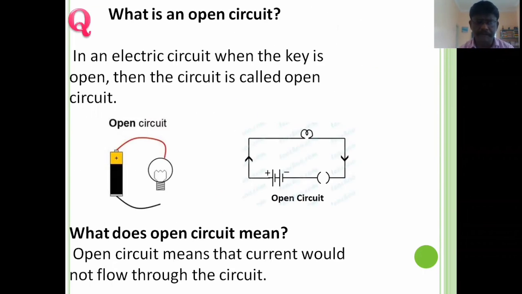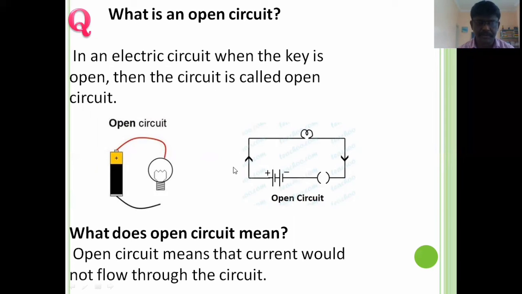What is an open circuit? In an electric circuit, when the key is open, just you see here, means connection is not there, means it is a broken circuit. This is the circuit symbol. This switch plug key is opened. Now we say it is called open circuit. What do you mean by that? In an electric circuit, when the key is open, then the circuit is called open circuit.